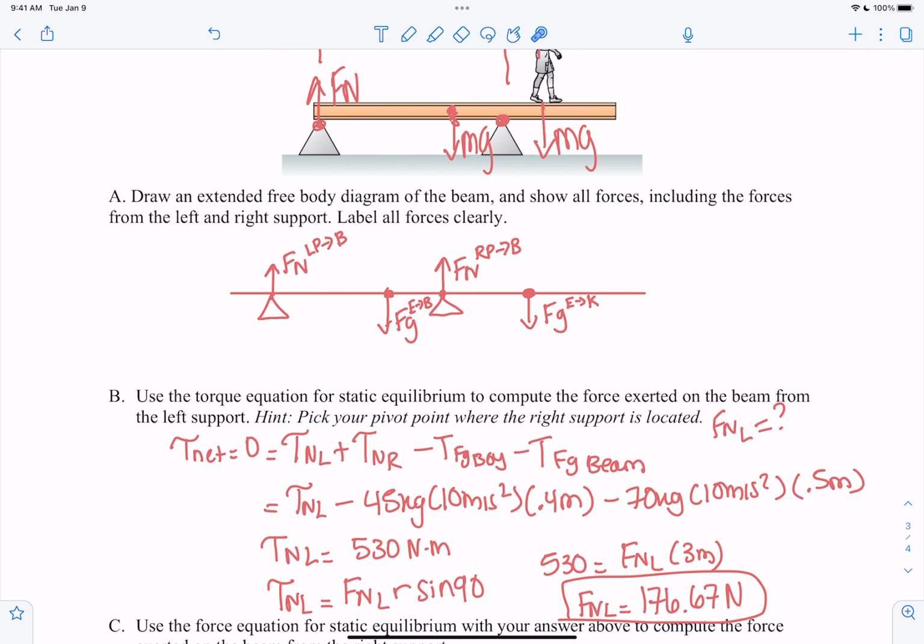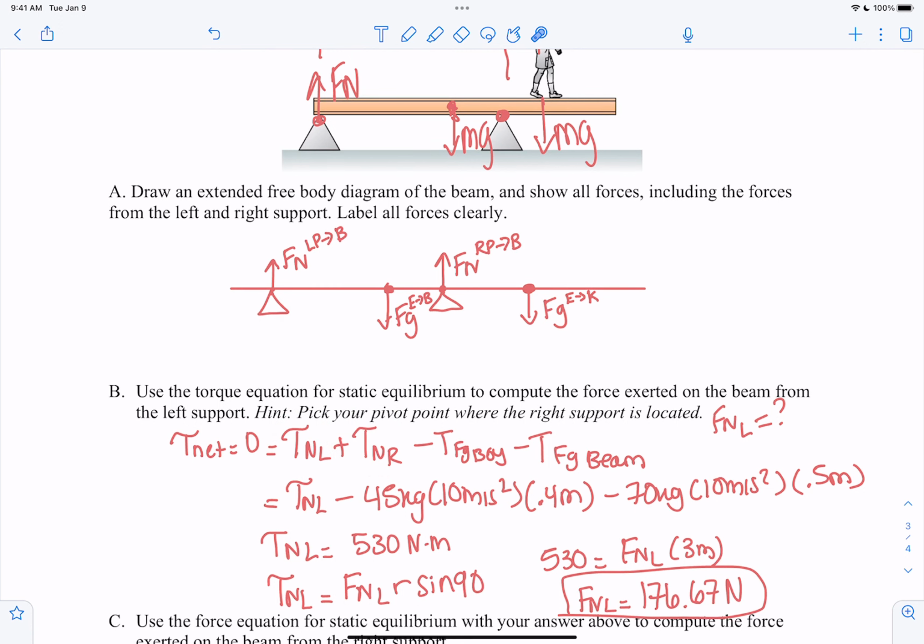That's the idea here. So that's how you pick a pivot: you figure out, okay, well, if they don't know what it is, how am I supposed to know what it is, right? So for this left support, if that's what they're trying to figure out, well, that's what I'm interested in too.